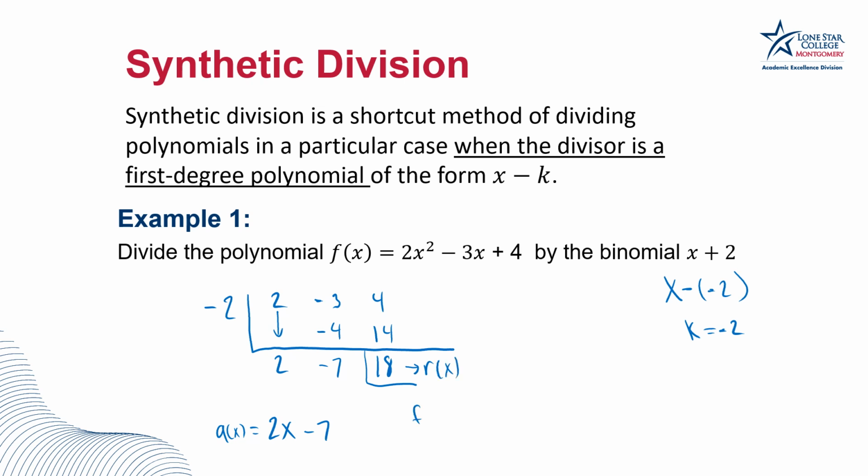So putting everything back together, just like before, we write out our divisor, so that's x plus 2, times our quotient, 2x minus 7, plus our remainder, which is 18. So just like before, this is our rewritten polynomial function.